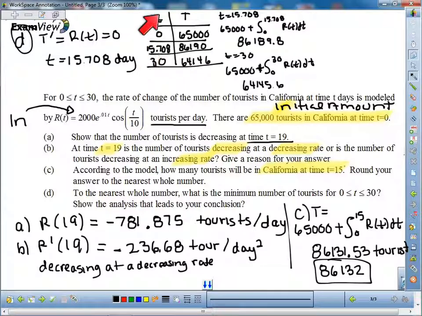So my minimum occurs at day 30, and the minimum number of tourists is 64,146. My maximum occurs at 15.708 days, or 86,190 tourists.